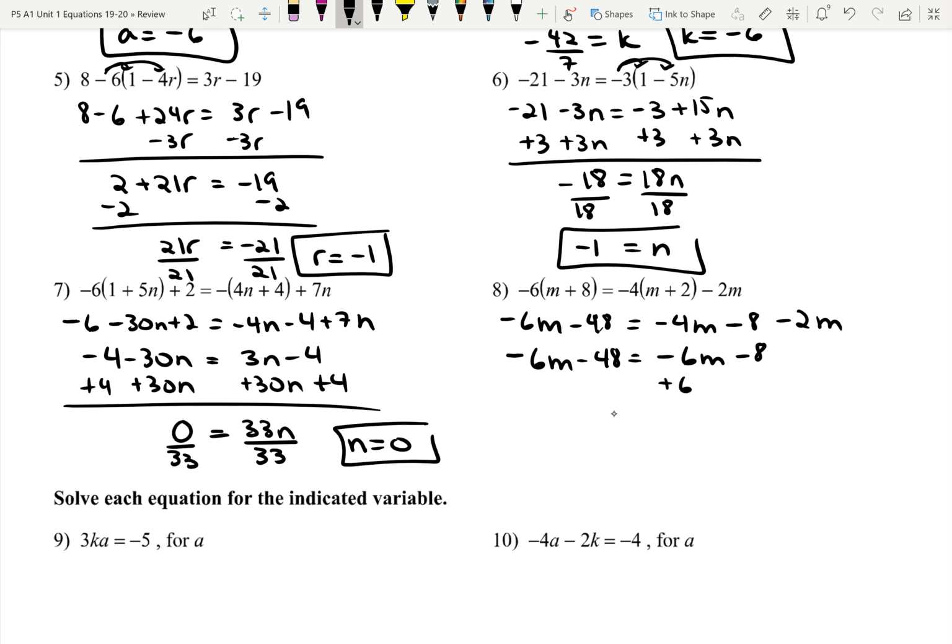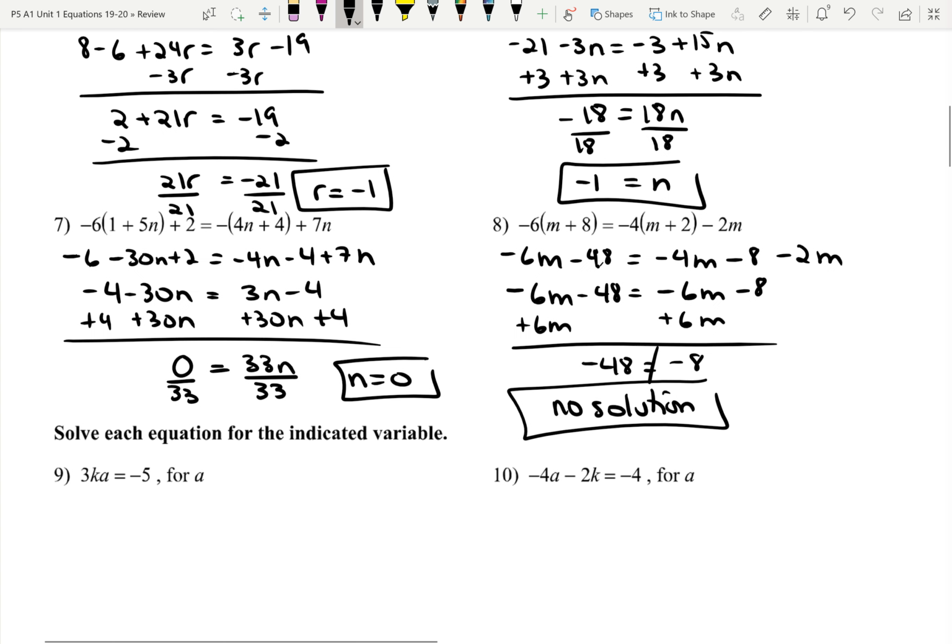If you start by adding 6m to both sides, you're going to notice that all of the m's are going to eliminate, and you're going to get negative 48 equals negative 8. Since that is not a true statement, there is no value for m that could possibly make this equation true. So we state that there is no solution to this equation.